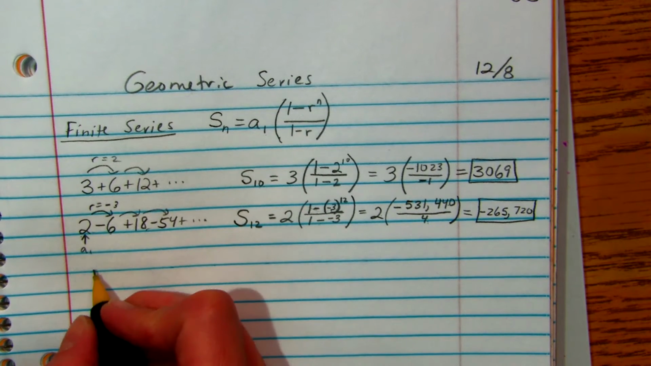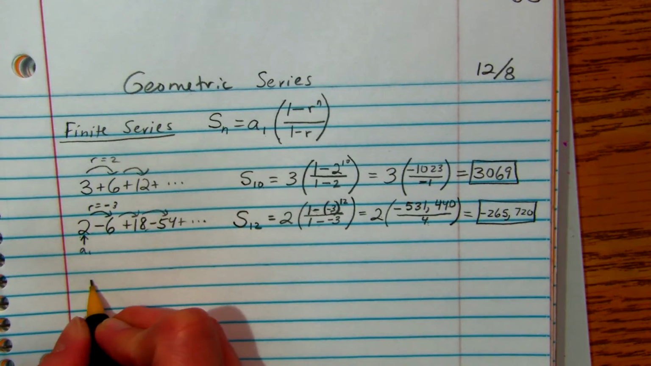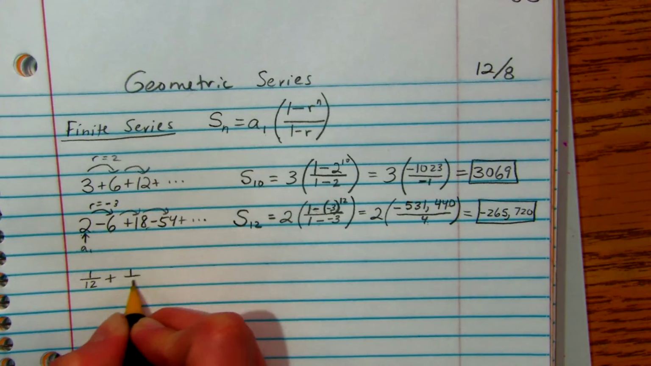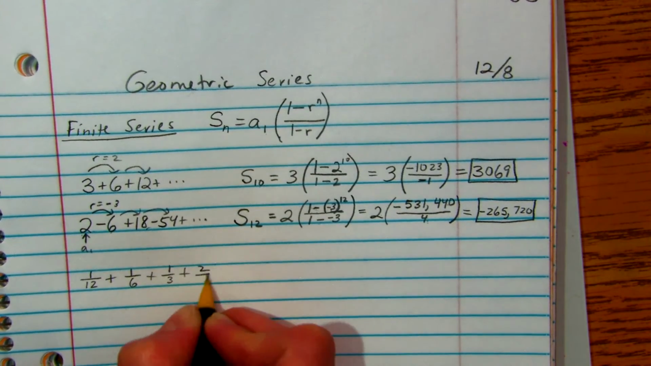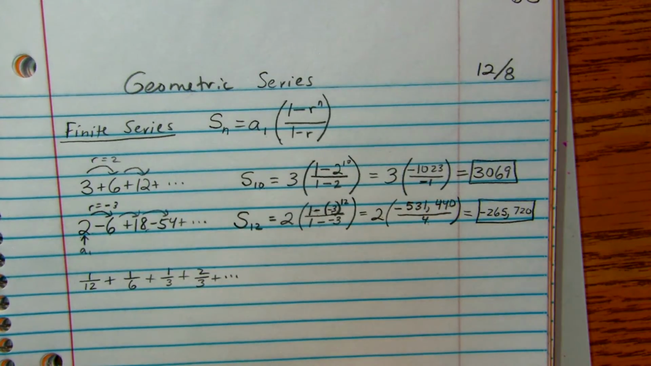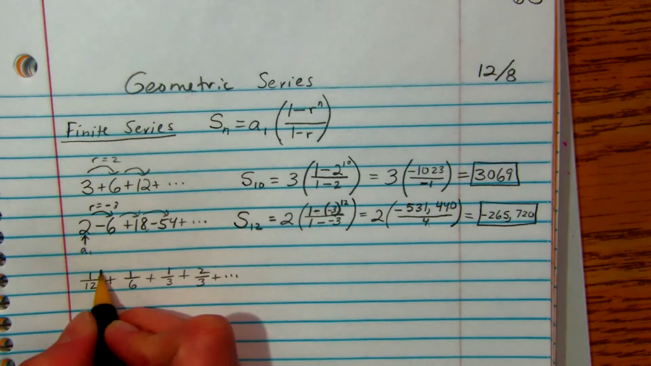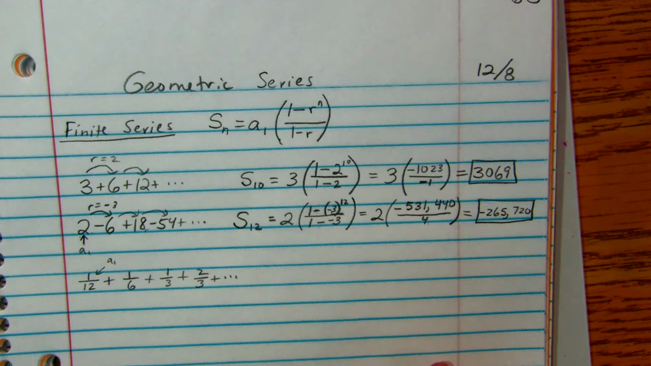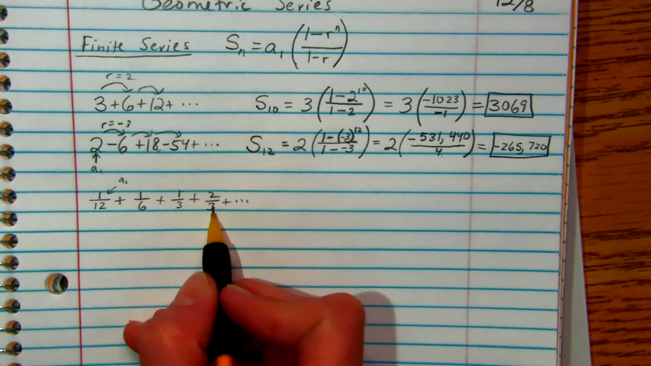So the next one that we're going to do has some fractions. So we're going to start off with 1/12 plus 1/6 plus 1/3 plus 2/3. And I think that these are a little bit more difficult than some of the others, so I'm going to show you a trick. I know my first term, my A1, is 1/12. Okay, so that's not too terribly hard. But trying to figure out the ratio for this is a little difficult.